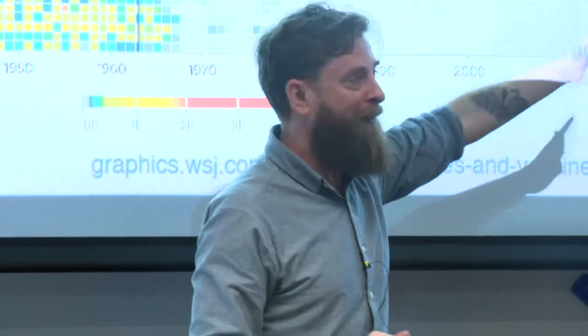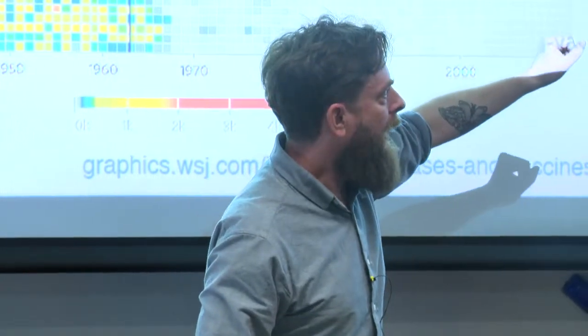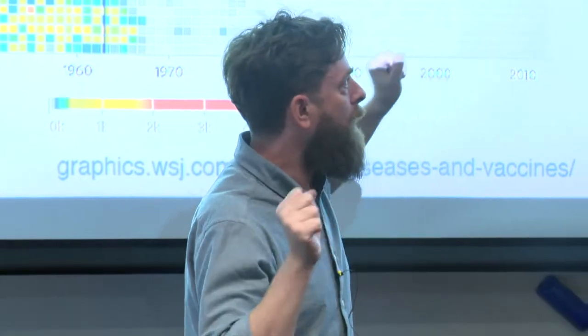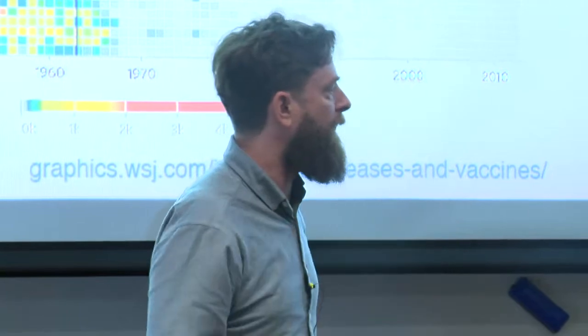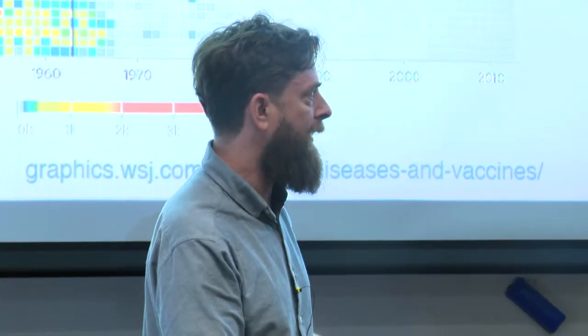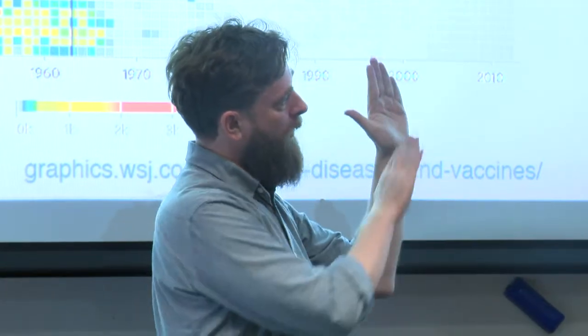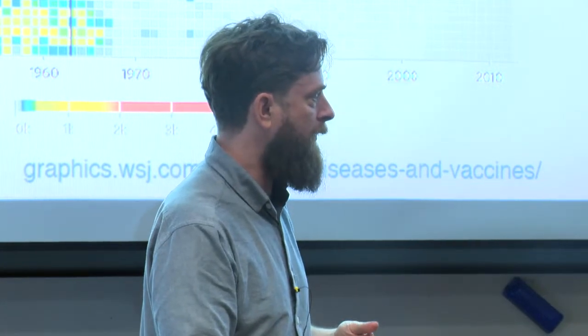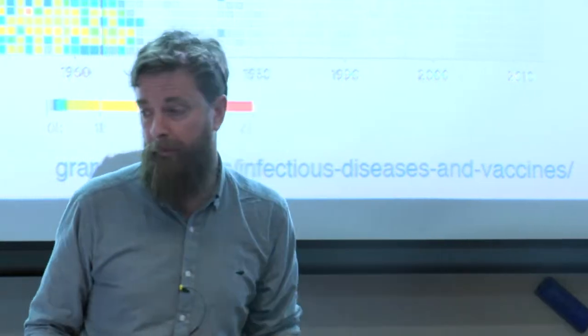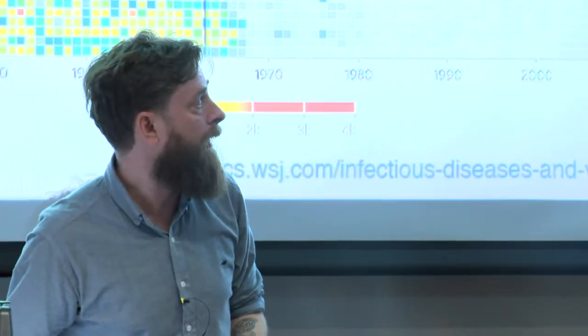When the first vaccine was introduced for measles, the brighter the colour, the more people were negatively affected by the disease. I think it might actually be deaths. And then you can see this moment where it just trickles off into a low background noise. It's a really strong piece of visual communication.